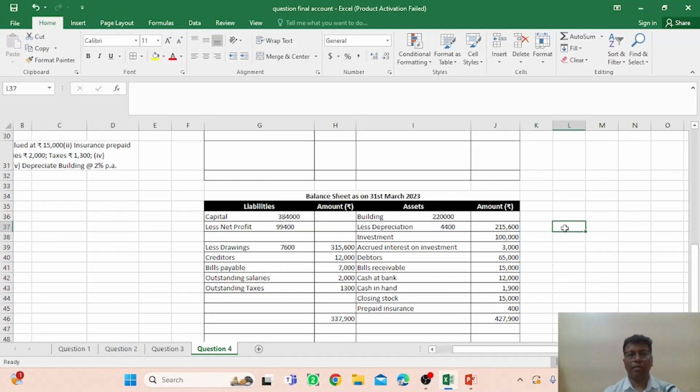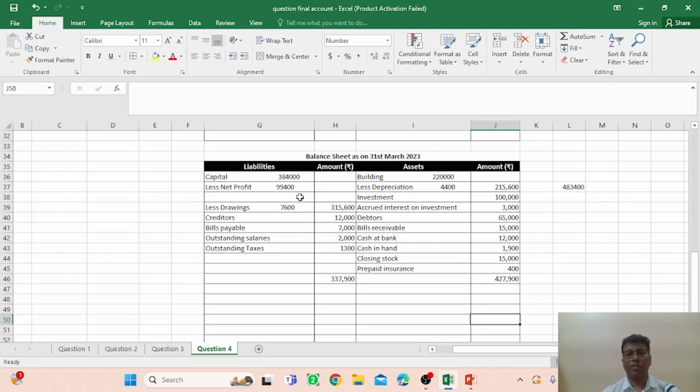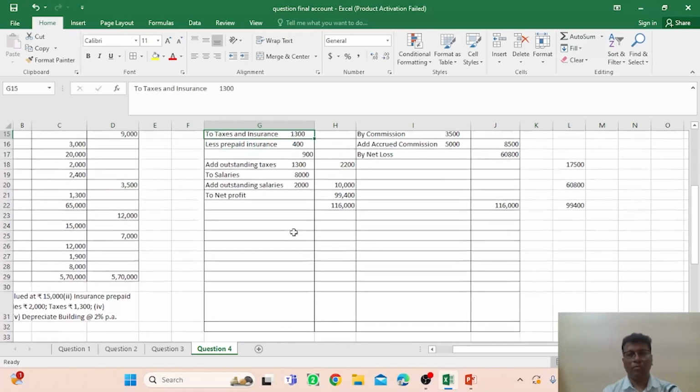Now this side, we take the total of this figure, it was 384,000 plus 99,400, and this is the total, 483,400, and we have to find the figure after drawing. The net adjusted capital is 483,400 minus 7,600, and you find this figure, right? But as you see, now the balance sheet is not matched again, so maybe there is some other error. So this question definitely helps your understanding of how to solve it.